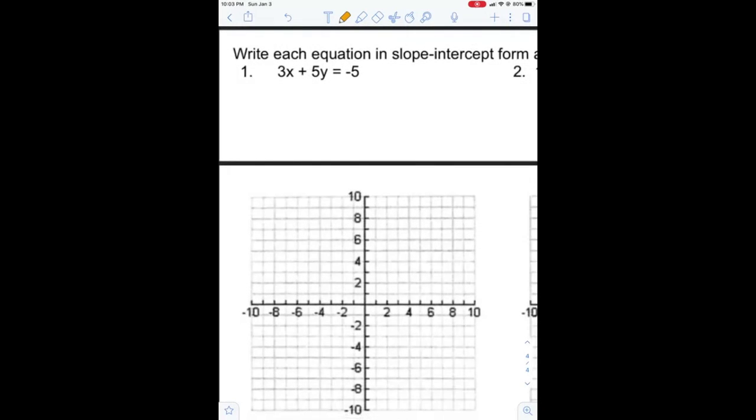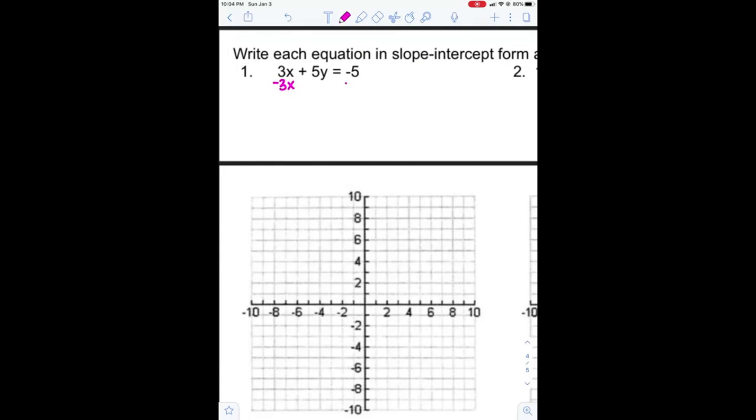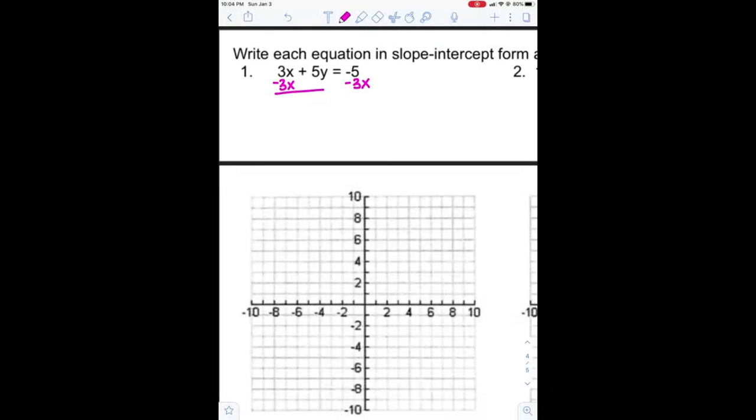So here, I'm going to do the same thing. I have 3x plus 5y is equal to negative 5. I'm going to go ahead and subtract that x term from both sides. So minus 3x on both sides. Because remember, we're trying to get y by itself.